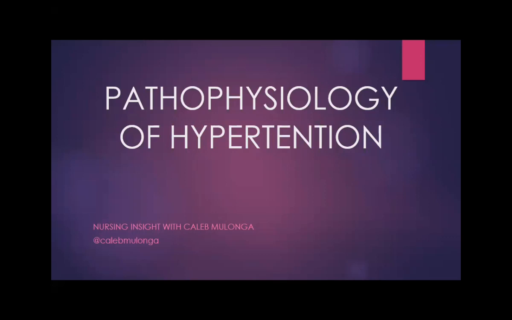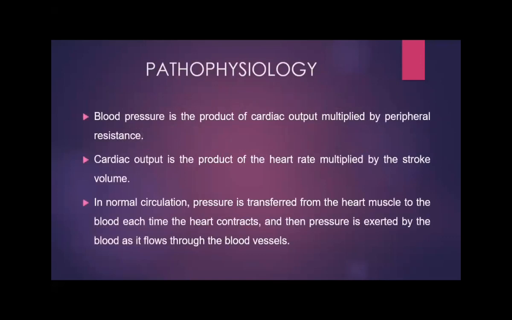So our lesson for today is the pathophysiology of hypertension. Before we go into the pathophysiology, let's just look at the background. Hypertension is a cardiovascular condition in which there is sustained elevation of systolic blood pressure above 140 millimeters of mercury and a diastolic blood pressure of over 90 millimeters of mercury.